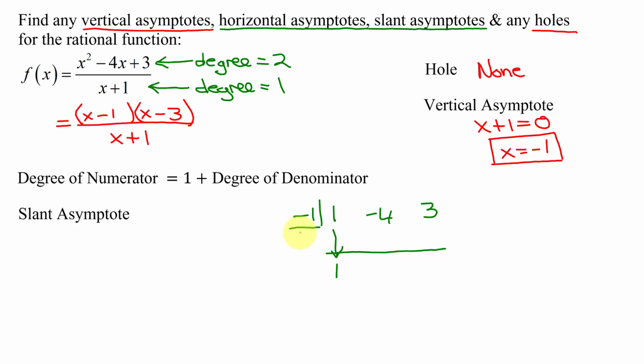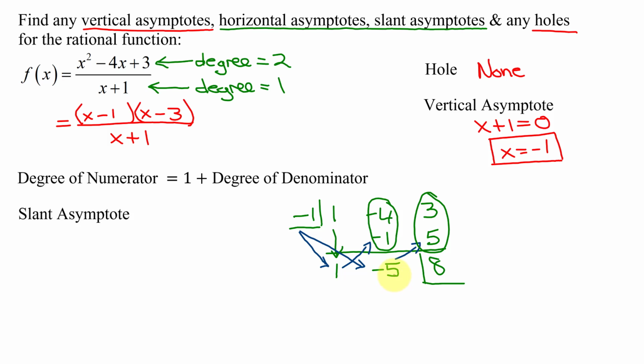And then multiply -1 times 1 and put the answer up here. -1 times 1 is -1. Now add -4 and -1, you get -5. Now repeat the process. -1 times -5 is +5. Write the answer up there. So there's my 5. Add 3 to 5, you get 8. That is the remainder on doing the division.